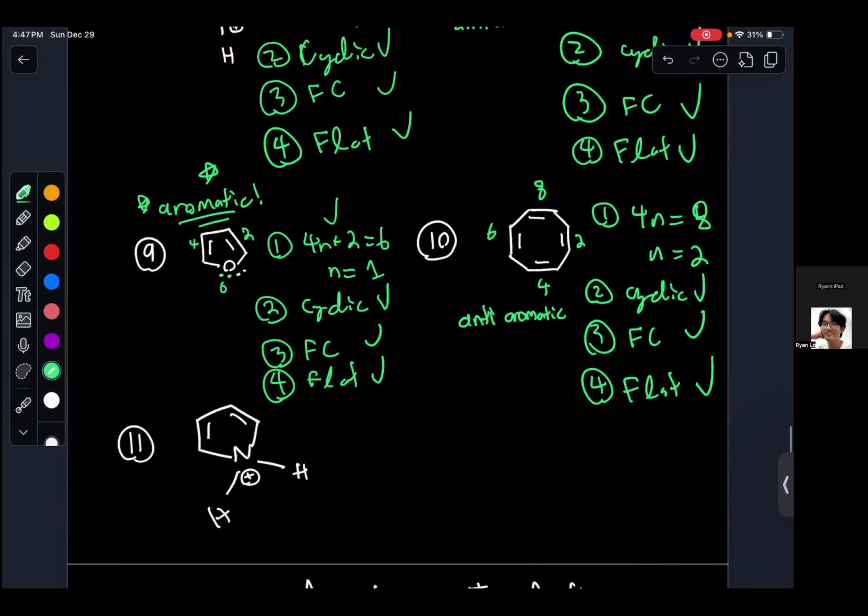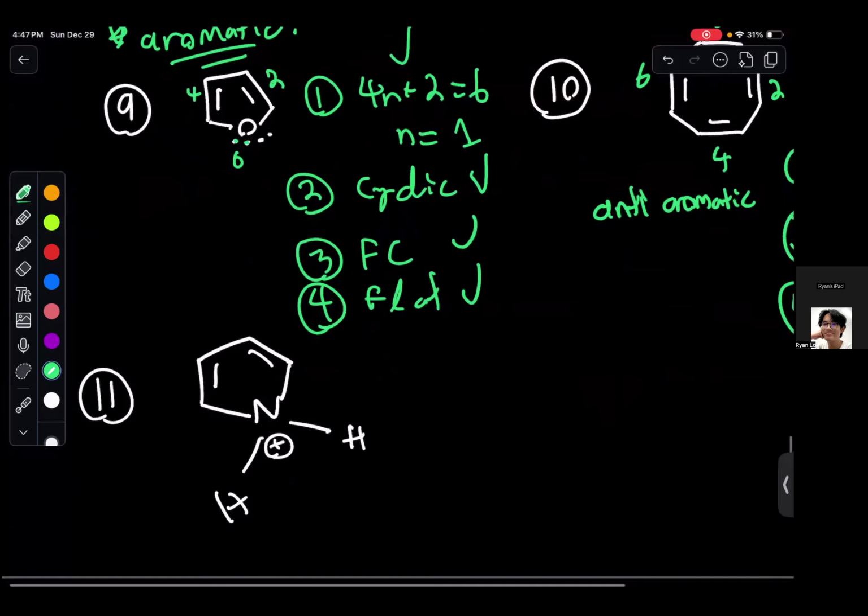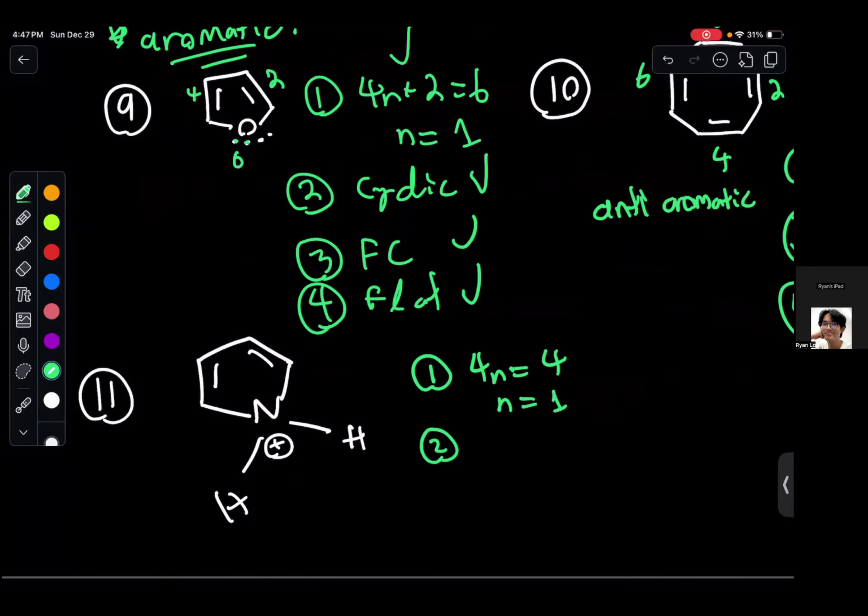All right. Now here's another very interesting scenario that you'll encounter. We can quickly dust through this. 1, 2, 3, 4. I count 4, so 4n equals 4. This is possibly anti-aromatic. 2 here: is this cyclic? Yes, it is. 3 now: is it fully conjugated? Hmm. Is this fully conjugated? Very odd.